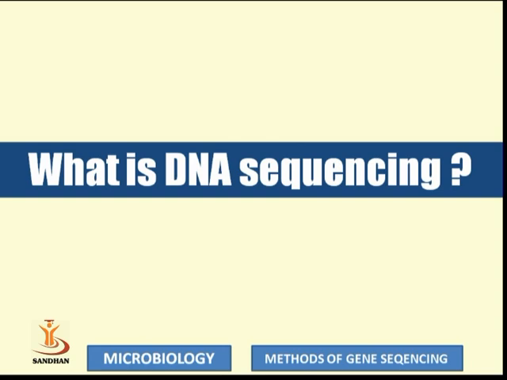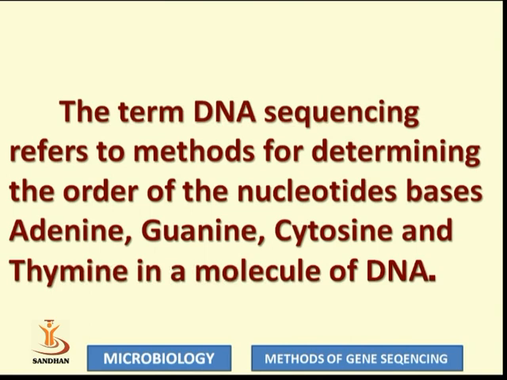For example, we talk about DNA sequencing. What is DNA sequencing? Basically, the term DNA sequencing refers to methods for determining the order of the nucleotide bases. As we all know, DNA is made up of 4 nucleotides: adenine, guanine, cytosine and thymine. A and T always create a bond, and C and G also create a bond. And the orientation of this ATGC on the entire DNA sequence is responsible for all the functional aspects of the gene, whatever we have discussed earlier.